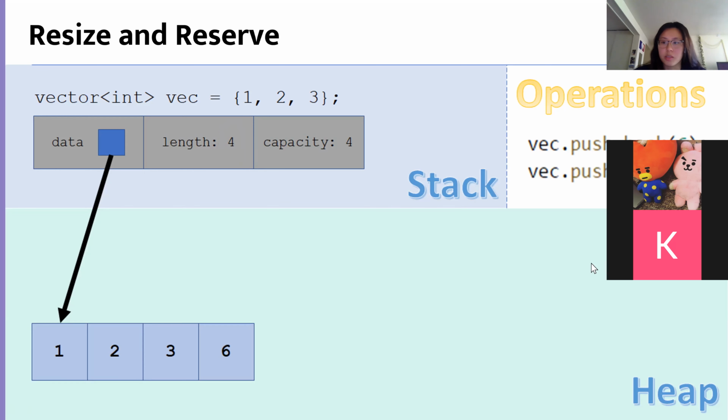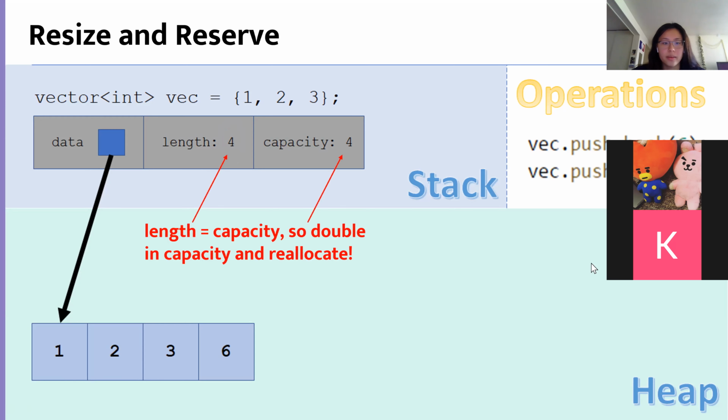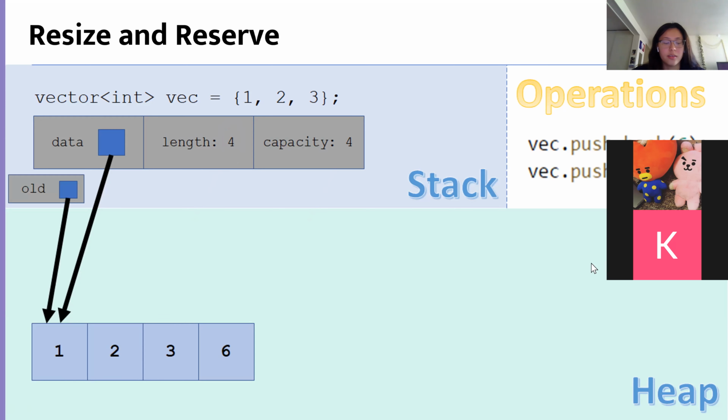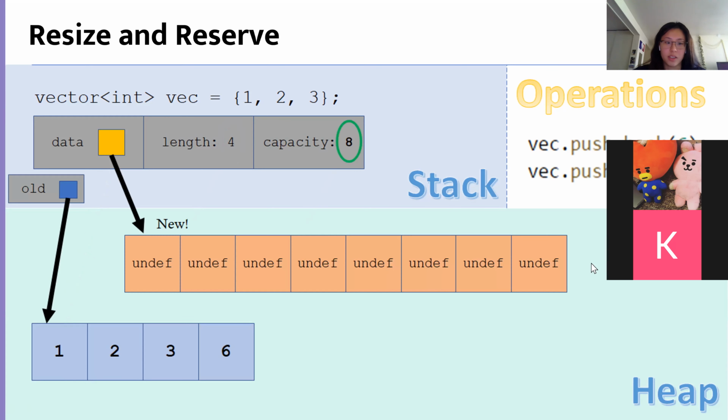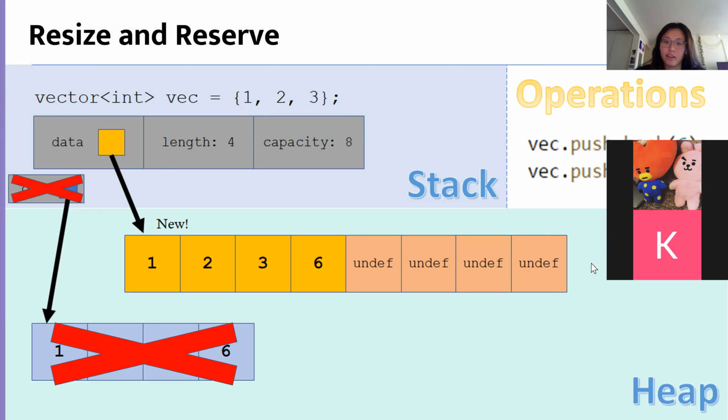Then say we want to push back another number, this 5. Our vector is currently at full capacity right now. So what will happen is your vector will go ahead and create a new vector of double the capacity. This new vector is of capacity 8, as you can see in the green circle. And you'll copy over all the old elements: 1, 2, 3, 6. And then you're finally able to push back this 5.